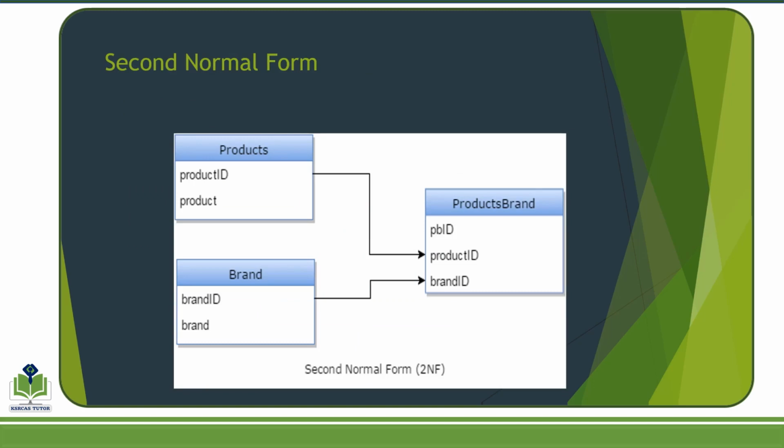It is represented in the diagram: the products table and brand table, having the relationship in the products brand table by having three fields, that is product brand ID, product ID and brand ID. So now the table is in second normal form.